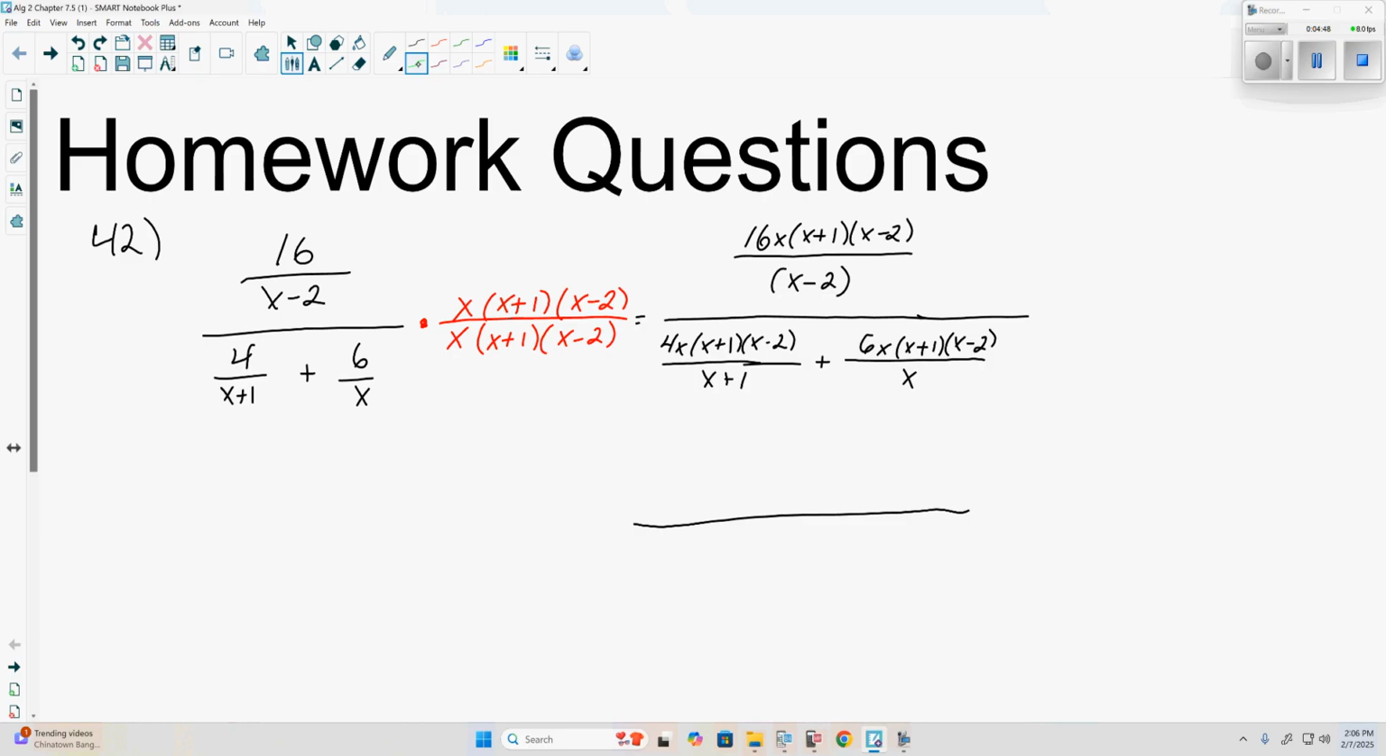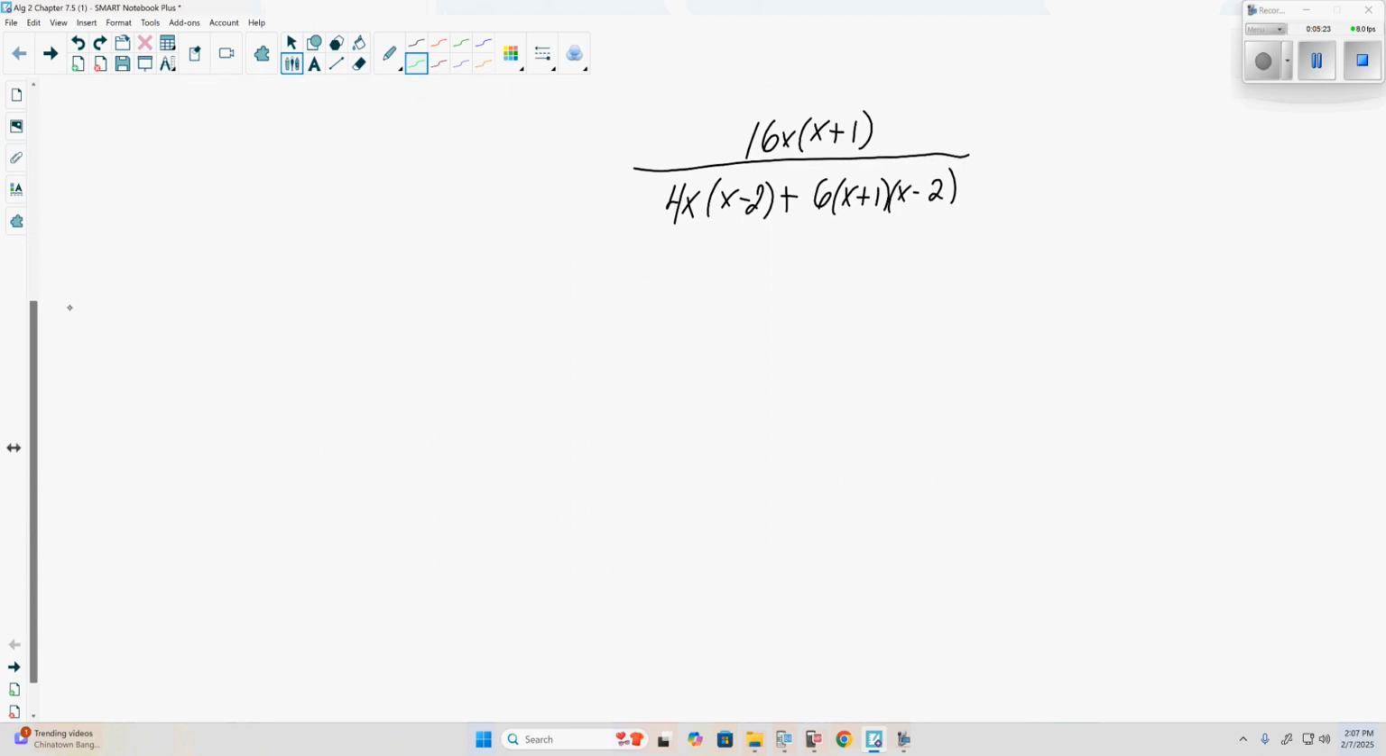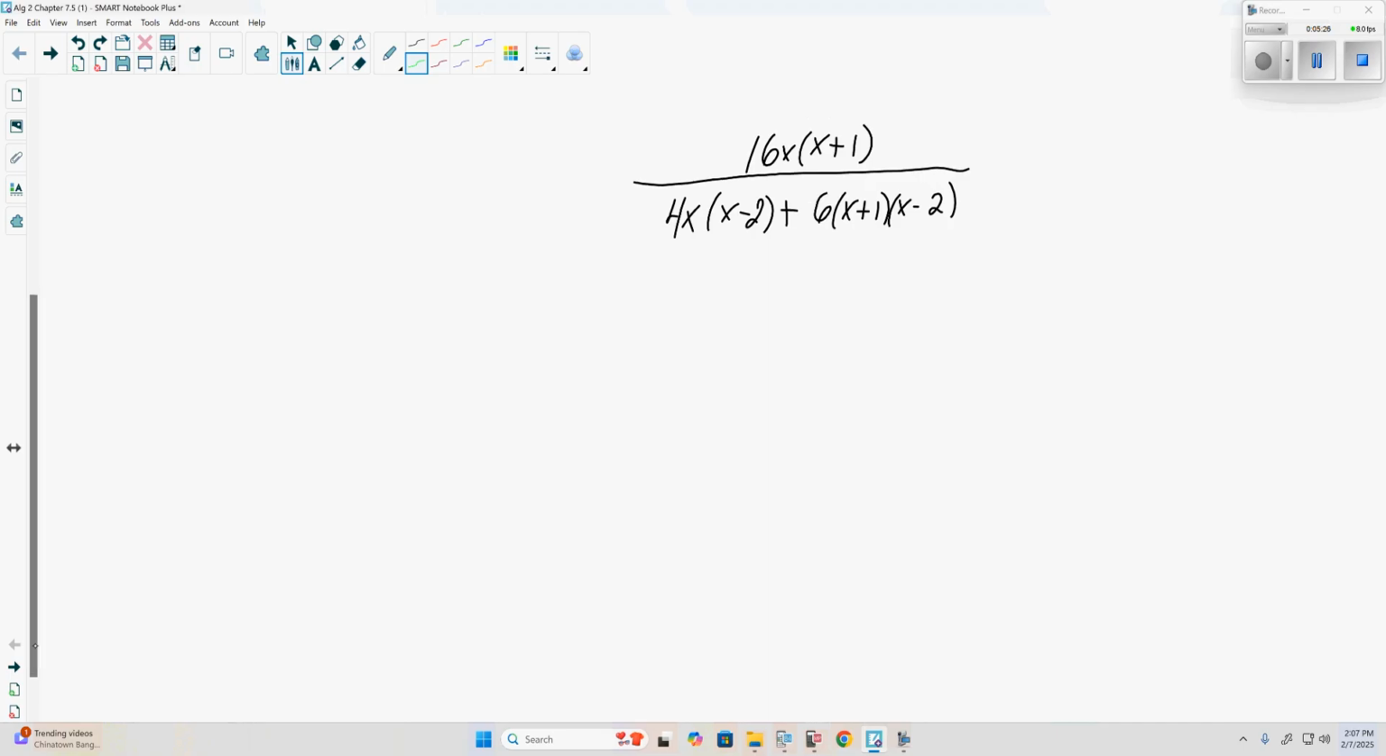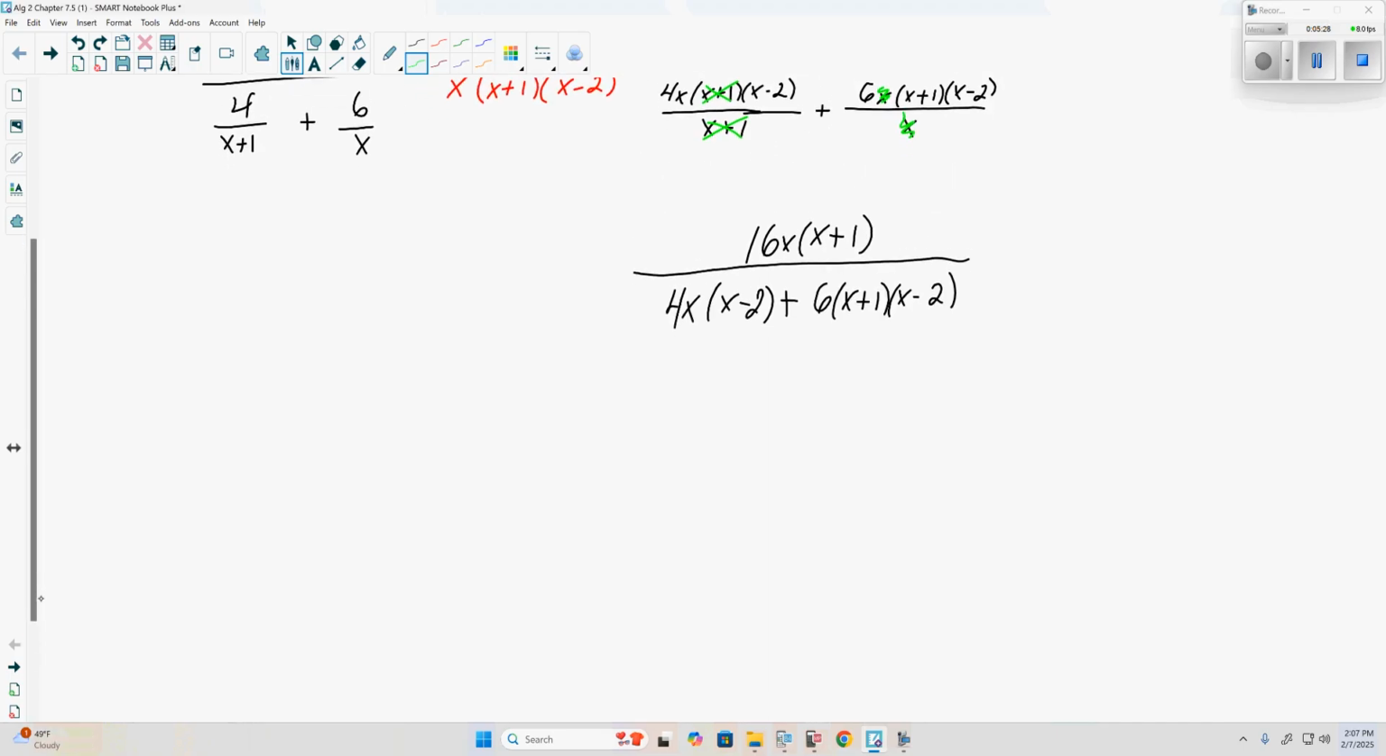Now we're going to simplify. Now the x minus 2 on top and bottom of the top fraction will cancel out, leaving us with 16x times x plus 1. On bottom, on the one on the left, the x plus 1 and x plus 1 will cancel, giving us 4x times x minus 2. Plus, here the x and x will cancel, giving us 6 times x plus 1 times x minus 2. Questions on how we got to this point here?